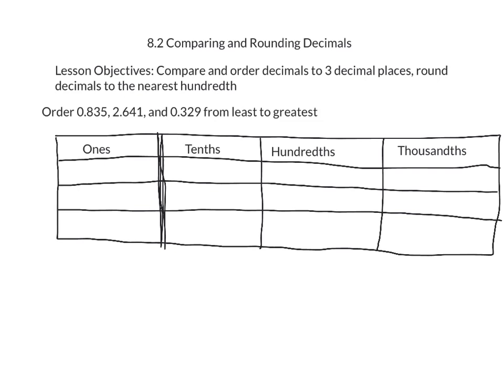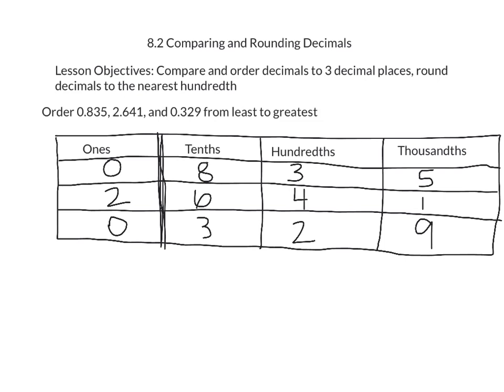So our first decimal is 835 thousandths, and so we have 0 ones, 8 tenths, 3 hundredths, and 5 thousandths. Next we have 2 and 641 thousandths. We have 2 ones, 6 tenths, 4 hundredths, and 1 thousandth. Finally, we have 329 thousandths. We have 0 ones, 3 tenths, 2 hundredths, and 9 thousandths.